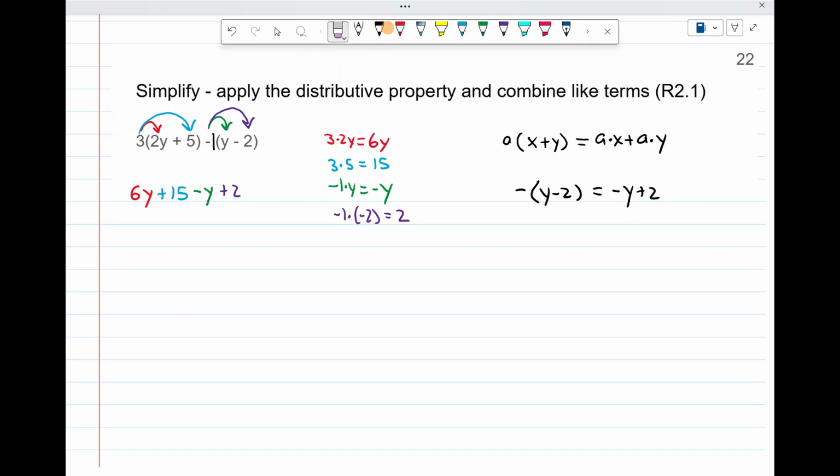Next, I'm going to combine like terms. So my like terms here are 6y and negative y. When I put those together, 6y minus y is equal to 5y. And I'm going to do the same thing with the number terms. Positive 15 plus 2 is going to be positive 17. And so my final answer is 5y plus 17. So there's a little practice using the distributive property and combining like terms.